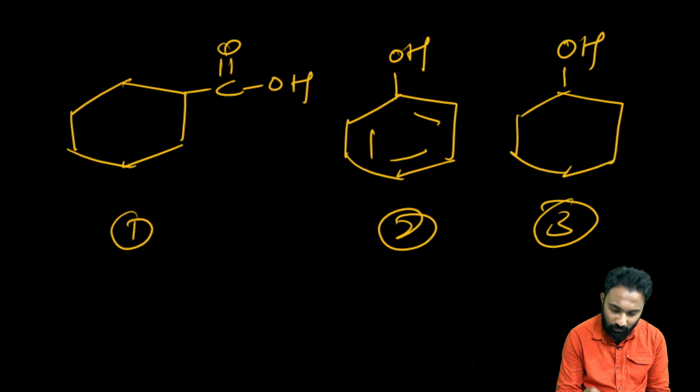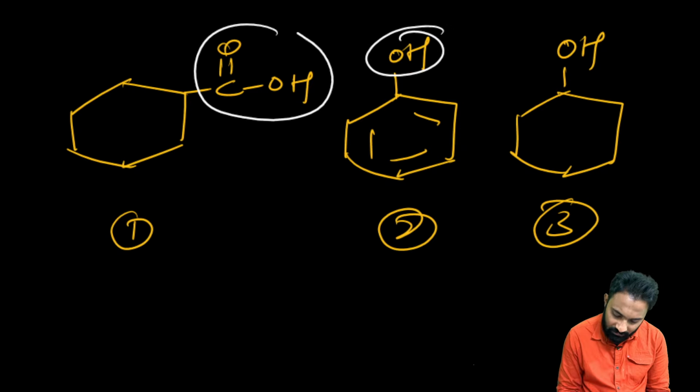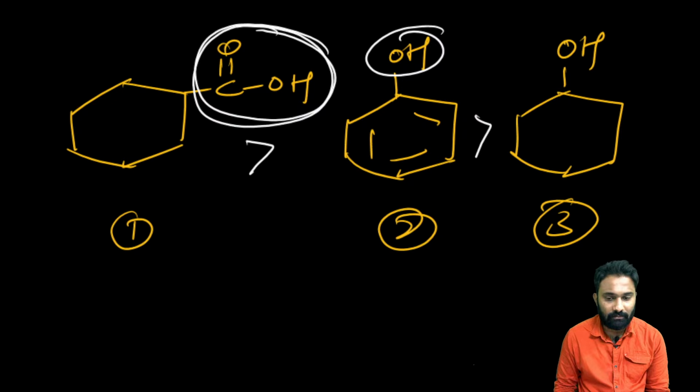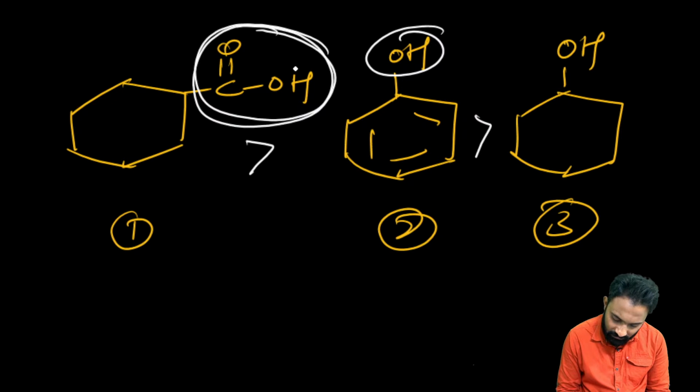Whenever you have the phenol and the carboxylic acid functional group, blindly believe that the carboxylic acid is highly acidic. Done. Now the answer is 1 greater than 2 greater than 3. Clear? Here the carboxylic functional group is there, right?